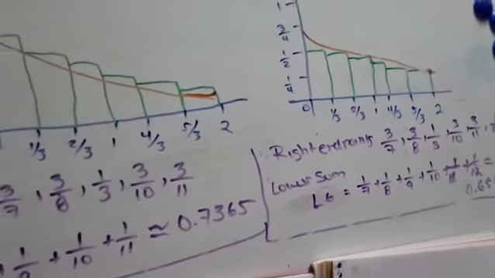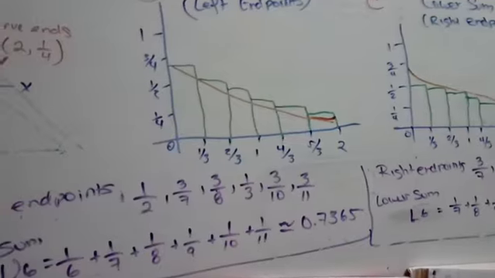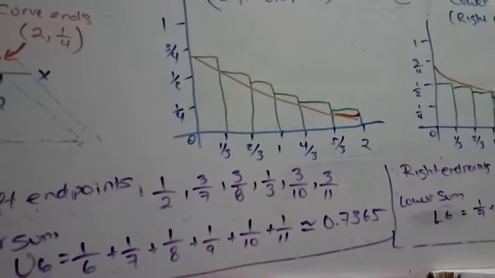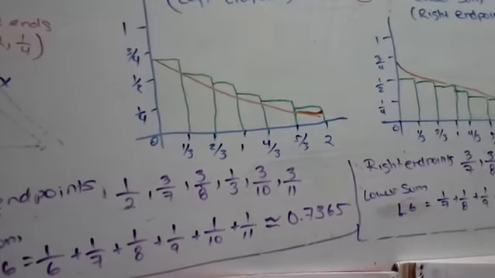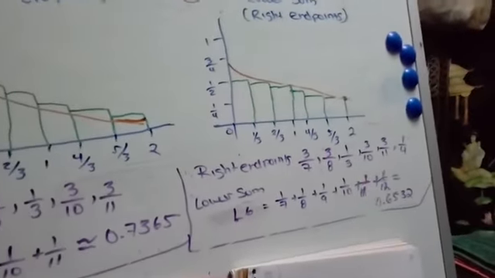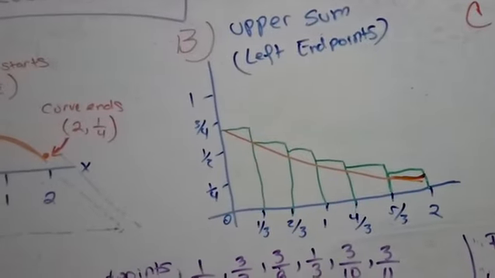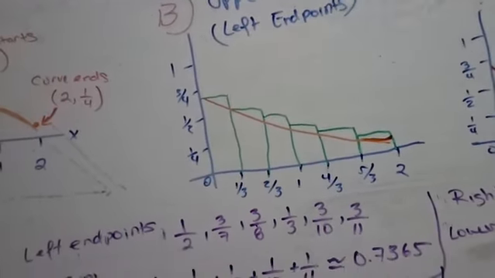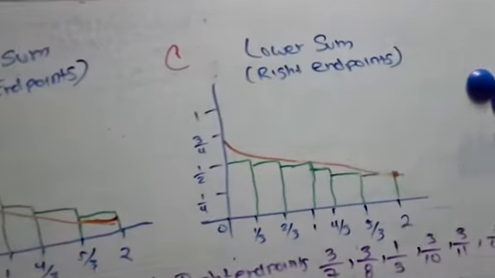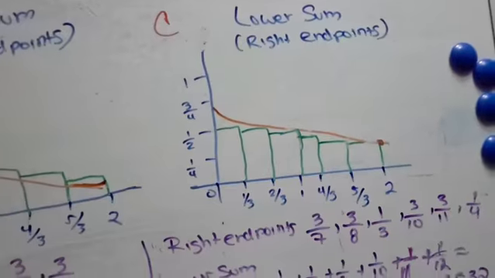0.6532. The way I remember this is that the graph is going downhill. The left side is taller, so I use the left side for my upper sum, and the right side is shorter, so I use the right side for my lower sum. And that's how I estimate the area under my graph. For the upper sum, the curve is under the rectangles, and for the lower sum, the curve is above the rectangles. And here is my work right here.